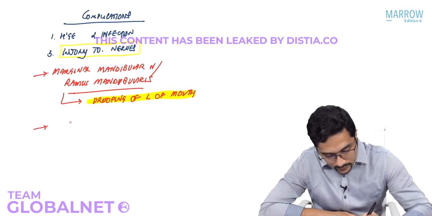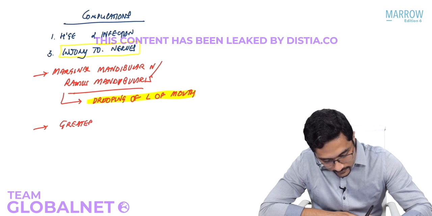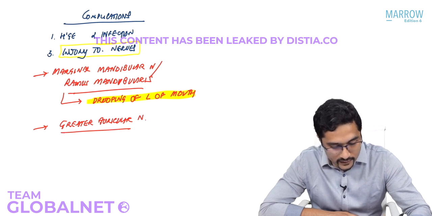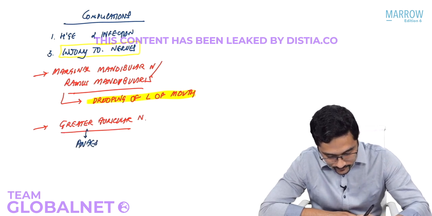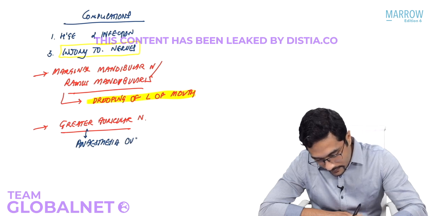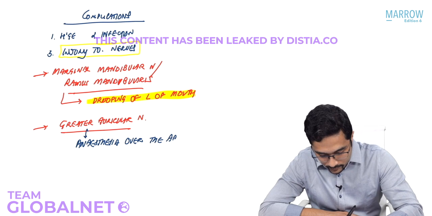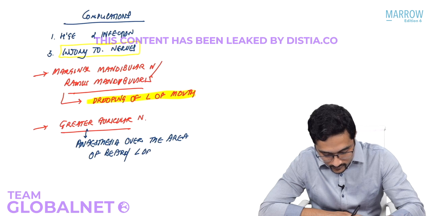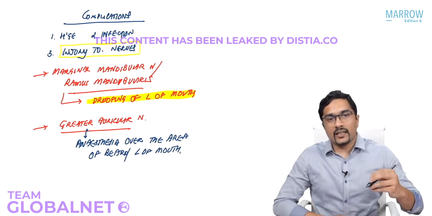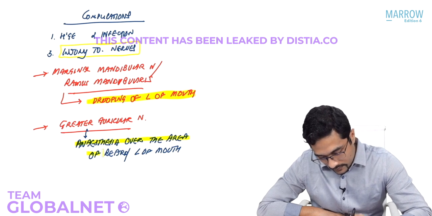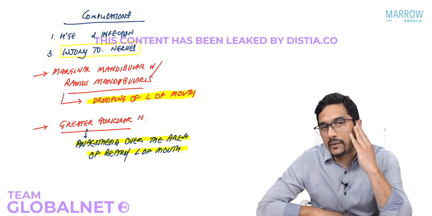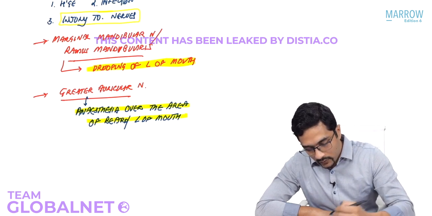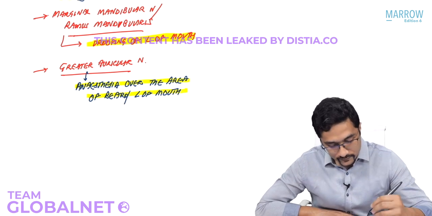The other one which you should know about is the greater auricular nerve. If the greater auricular nerve is injured, this was asked last year in the AIIMS exam, there will be anesthesia over the area of the beard or the angle of mouth, right? So the typical question which you will get in your exam is that a male patient undergoes parotid surgery, and after a few months when he's shaving, he has no sensation. No sensation when he's shaving is because of injury to the greater auricular nerve, right?